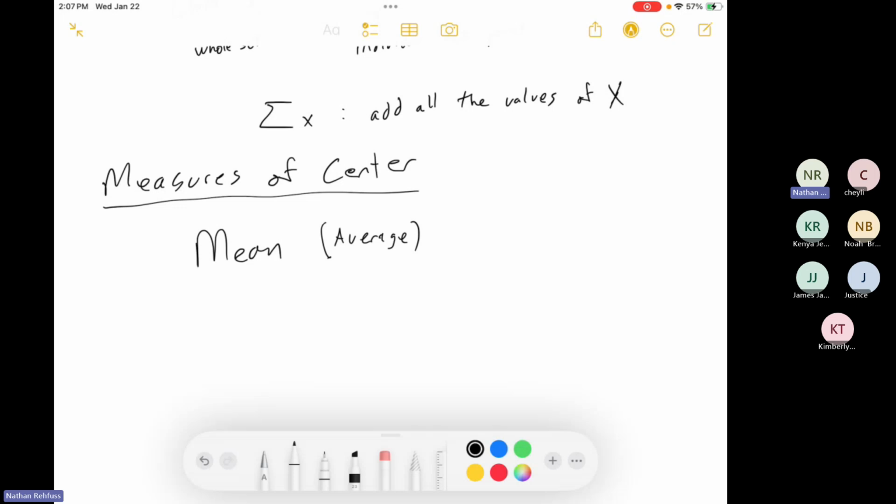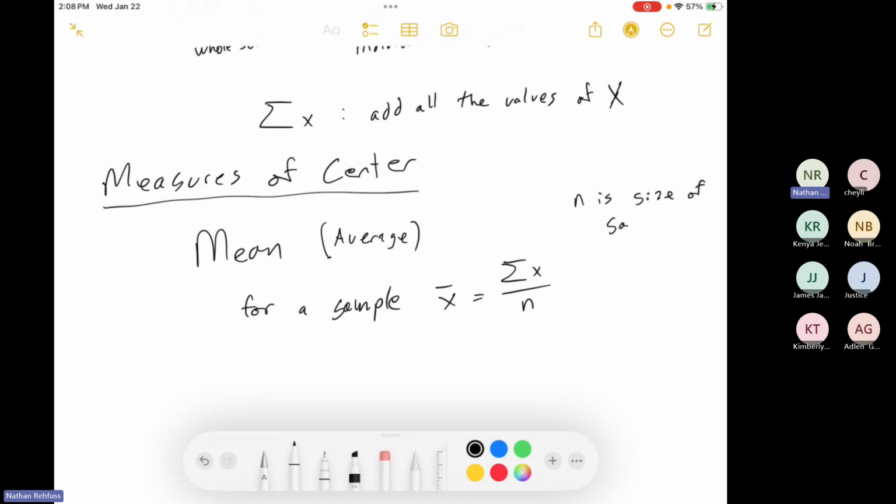And the way you get the mean is by adding up all the values of x and then dividing them equally. And so the formula for the mean, there's 2 different symbols, right? For a sample, the mean is called x bar, and it's the sum of all the values of x divided by n. And that's where n is the size of the sample. So if I measured 20 turtles, I would add up the lengths of all the turtles and then divide by 20.